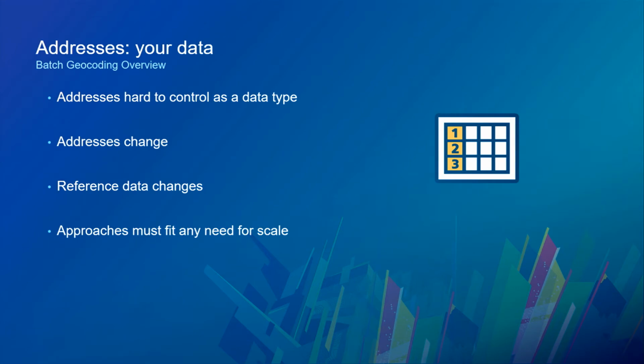So addresses, your data. Let's talk a little bit about what that looks like. Addresses in general are hard to control as a data type. You might receive a CSV or an Excel file from someone else in your organization that you have to work with. Addresses change over time. New roads get built, new housing developments go up, new restaurants open, reference data changes, which is why we recommend, whatever your data may be, that you rebuild your locator based on the latest reference data that you have available.